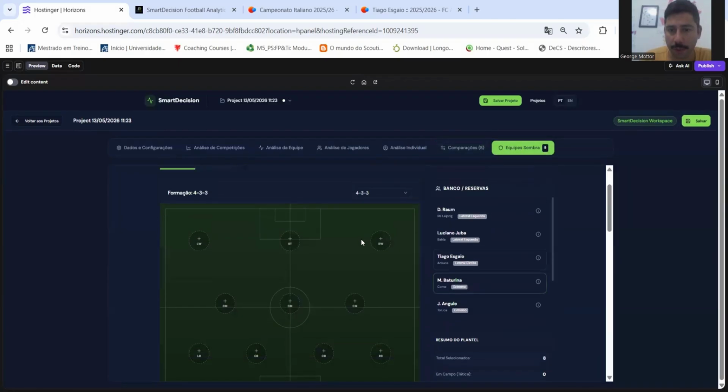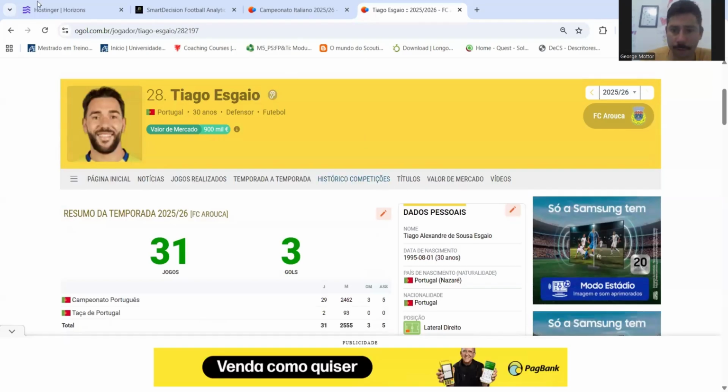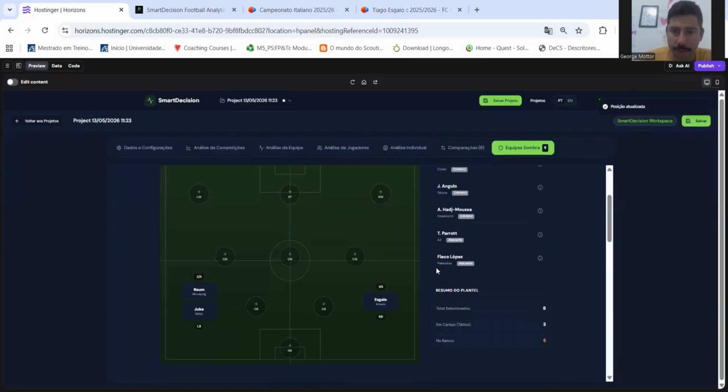Having finished this task here, we can actually head over to the shadow team, right? Where we can drag the players we want, right? For each situation. Here's a 4-3-3. So supposing we have Juba, we have Raul, Esgaio was what again? Esgaio was a right back. Esgaio is a winger.